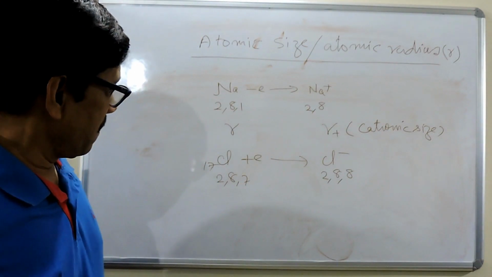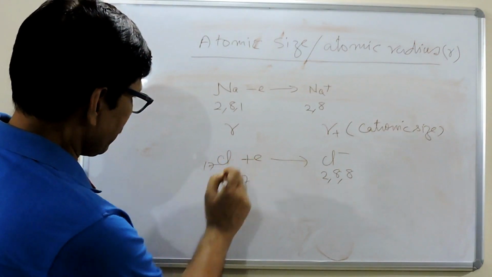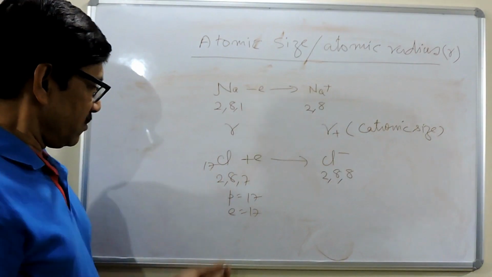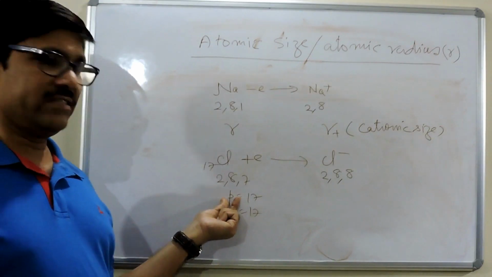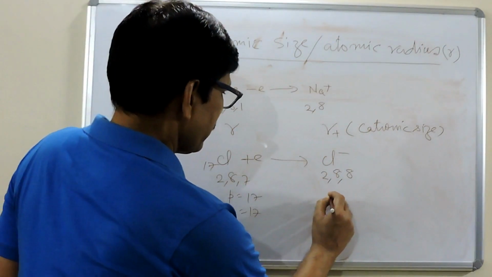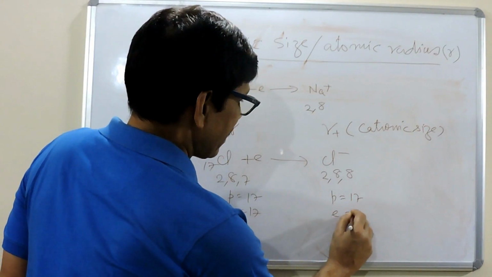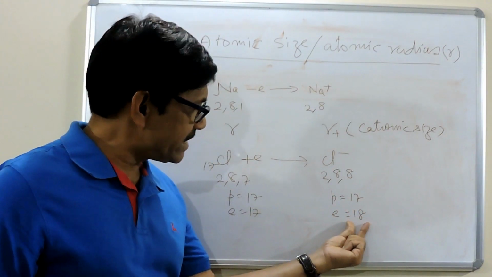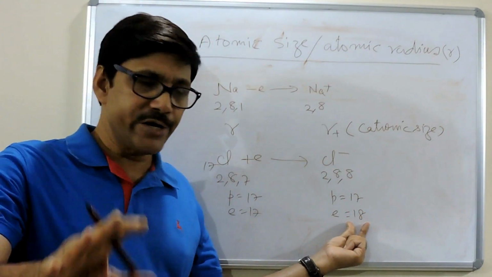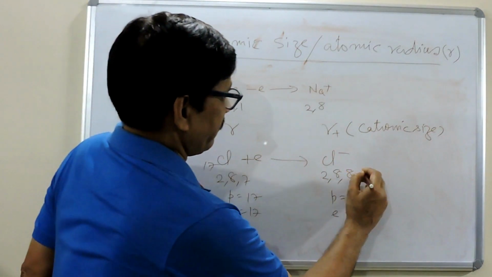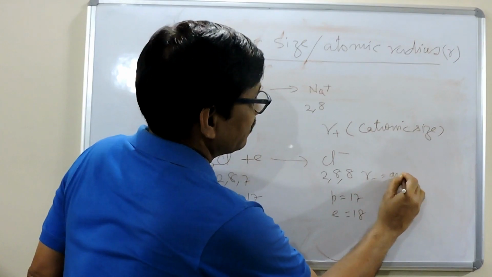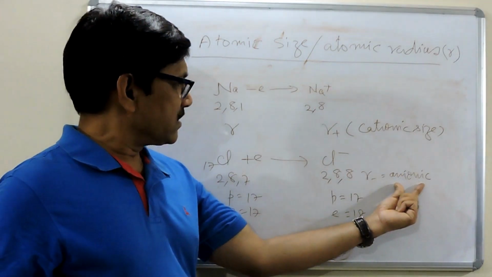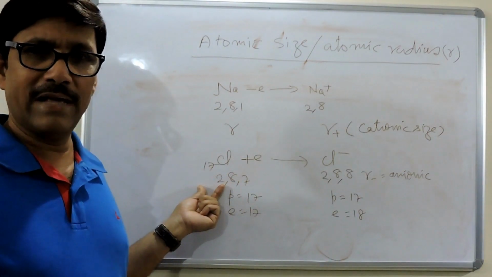The reason lies here. The number of protons is 17, and the number of electrons is 17. So 17 electrons are attracted by 17 protons. Here the number of protons is 17, but the number of electrons becomes 18. So the force of attraction by 17 protons on 18 electrons will be slightly less, and due to this the anionic size, as we call it, is larger than the size of the neutral atom.